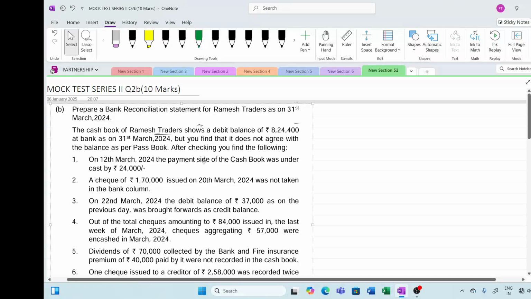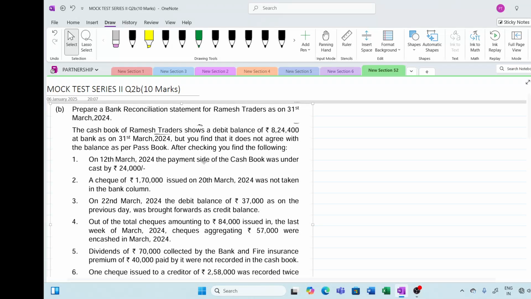Today we are going to see mock test series question number 2b for 10 marks. It's again a bank reconciliation statement for Ramesh Traders. The cash book of Ramesh Traders shows a debit balance. So we have to go to the passbook because they have given you the favorable balance of the cash book. Now we are going to see one by one.